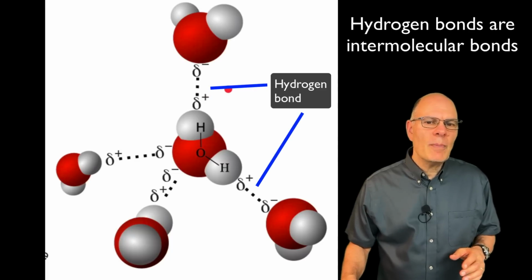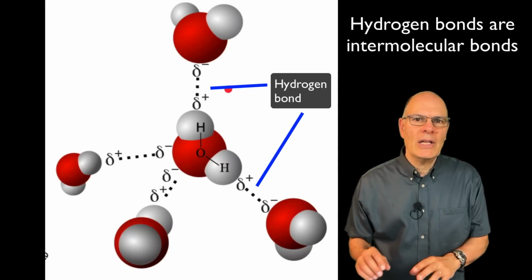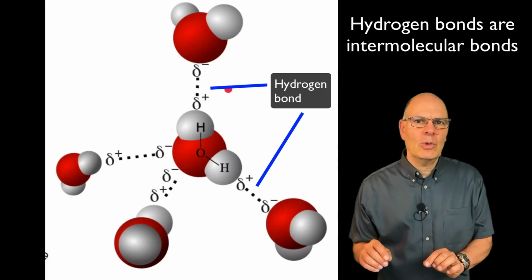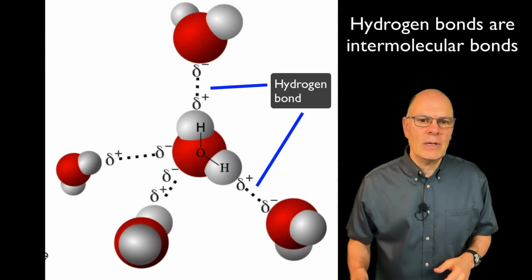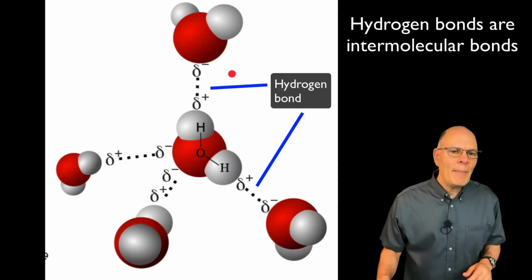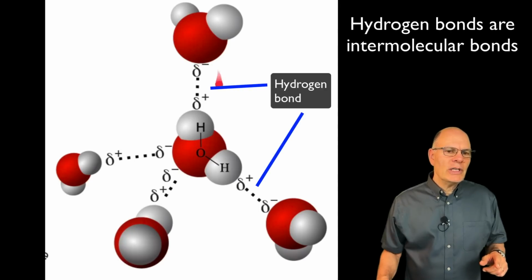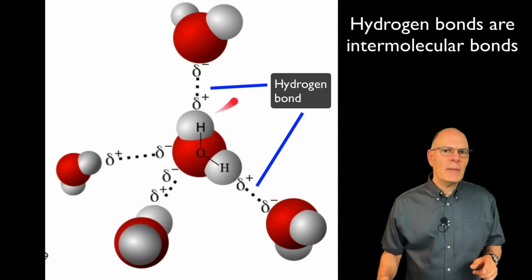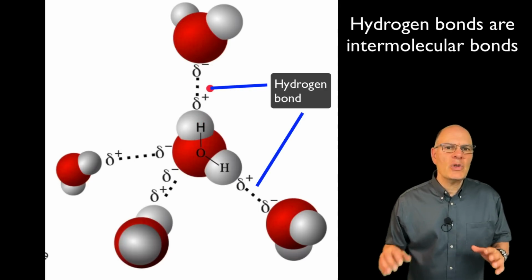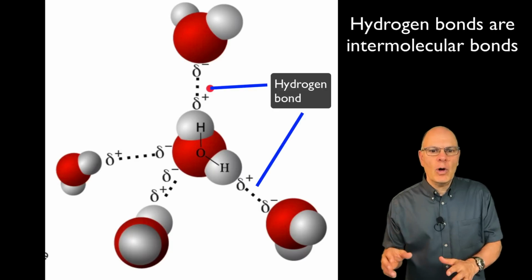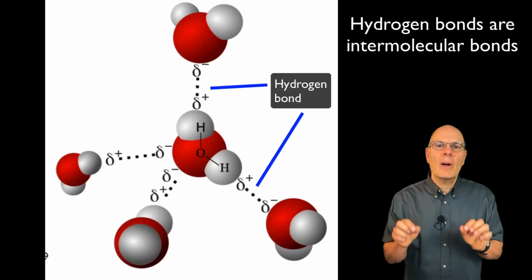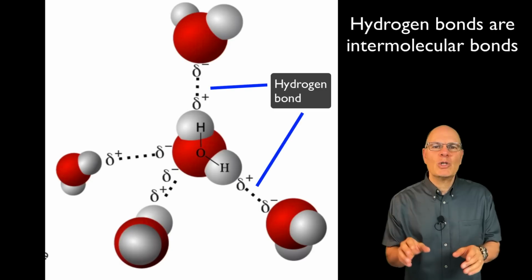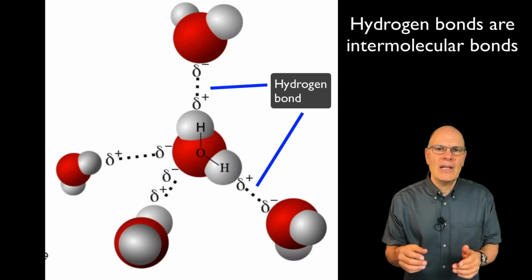Note that hydrogen bonds are intermolecular bonds. They're between molecules, not within molecules like covalent bonds or ionic bonds or anything like that. So what's happening is that the oxygen is partially negative, the hydrogen is partially positive, and the hydrogen bond is a weak bond that forms between those two areas. Hydrogen bonds are much weaker than covalent bonds, ionic bonds, any of those intramolecular bonds.